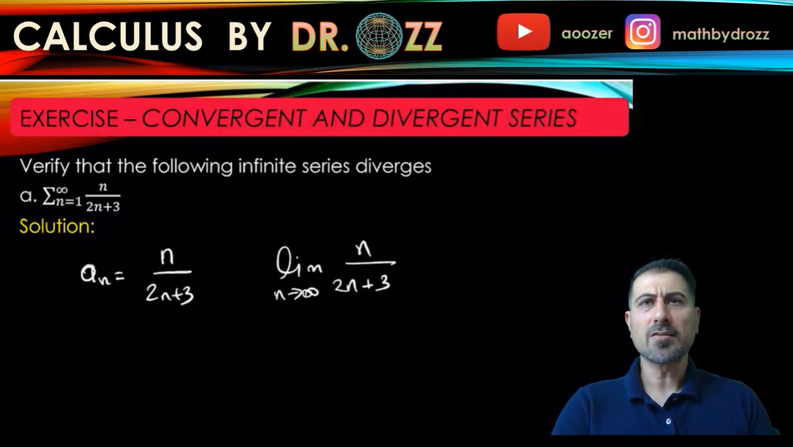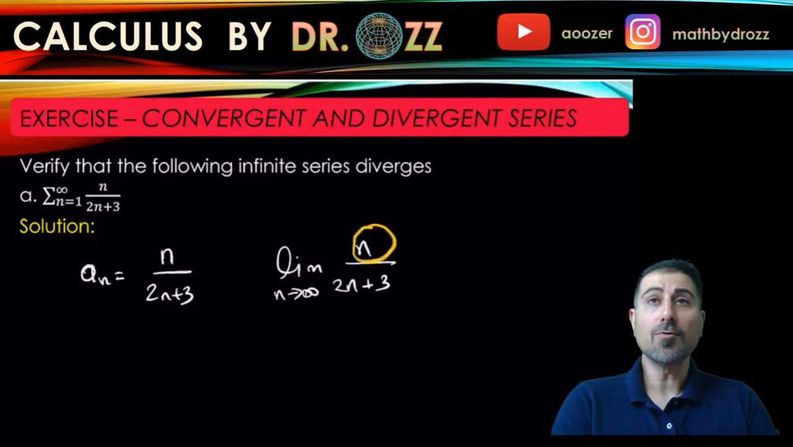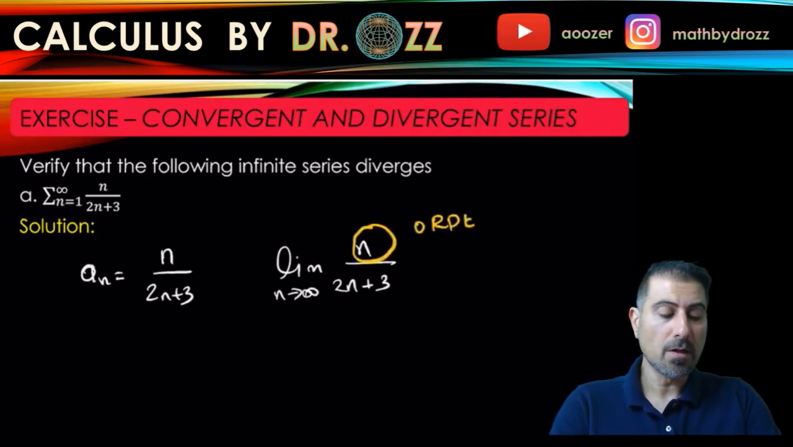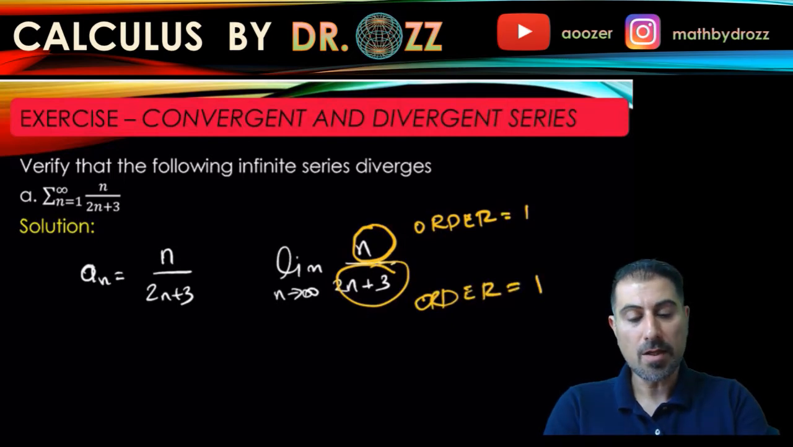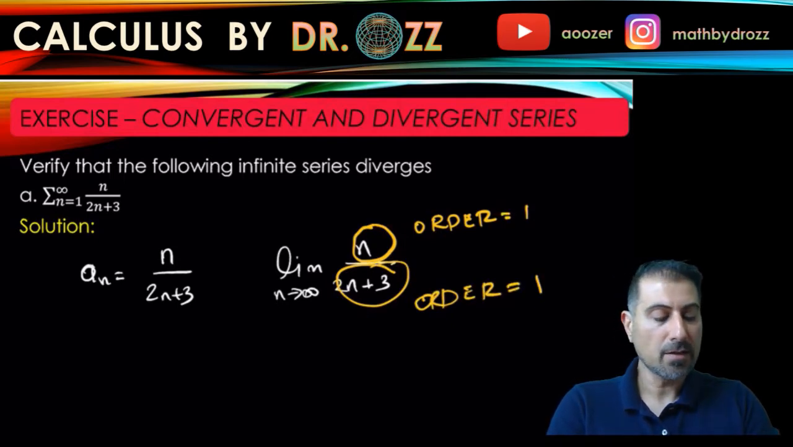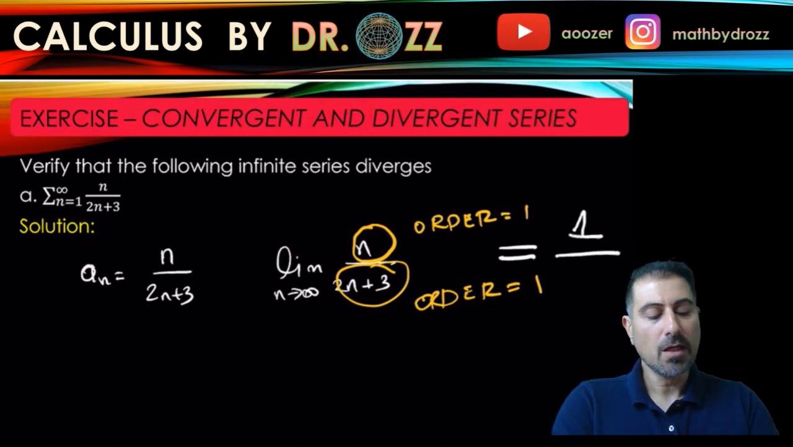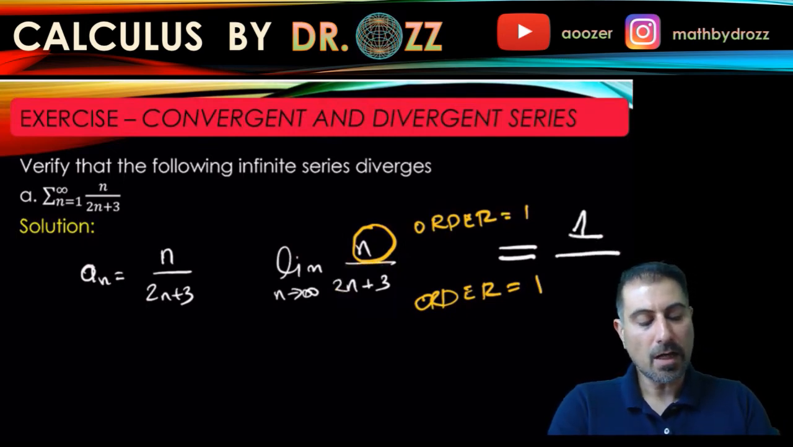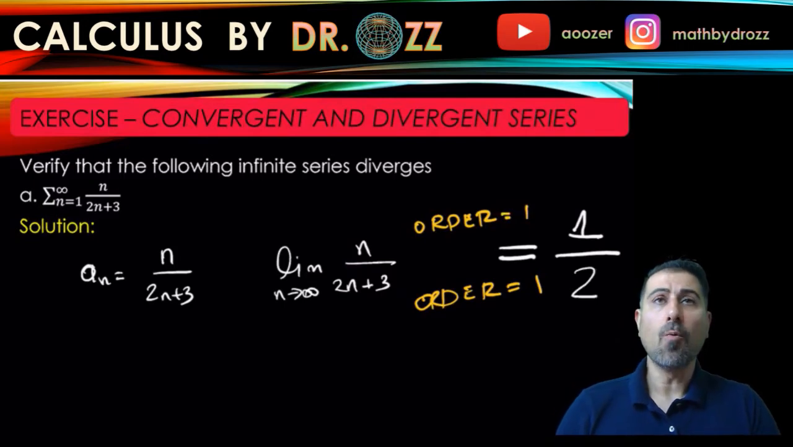There are alternate ways to handle this problem. One easy way is that the top is a polynomial of order 1, and the bottom is a polynomial of order 1 as well. Then the limit is the ratio of the coefficients of the highest order term. In the top, the highest order term is n, so the coefficient is 1. In the bottom, the highest order term is 2n, so the coefficient is 2, and the limit is 1/2.